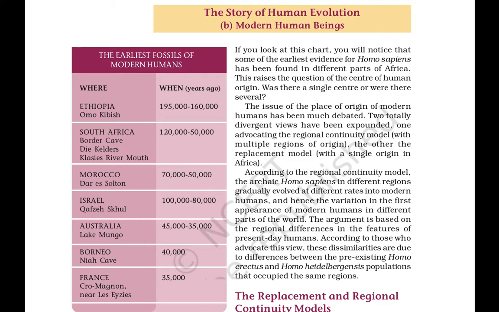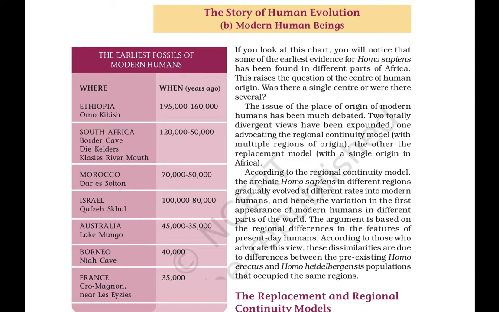Two totally divergent views have been expounded, one advocating the regional continuity model with multiple regions of origin, the other the replacement model with a single origin in Africa. According to the regional continuity model, the archaic Homo sapiens in different regions gradually evolved at different rates into modern humans, and hence the variation in the first appearance of modern humans in different parts of the world. The argument is based on the regional differences in the features of present day humans.